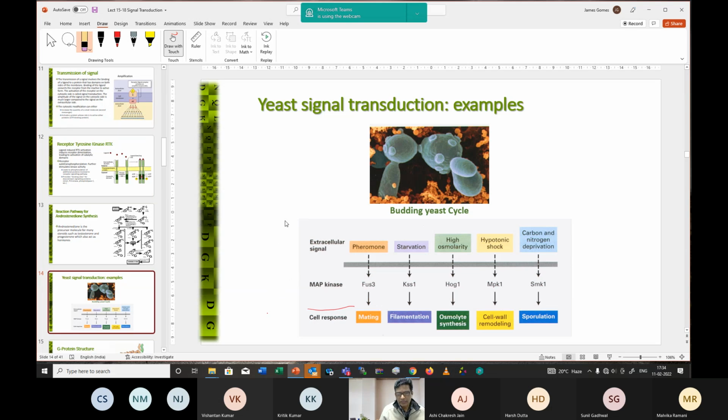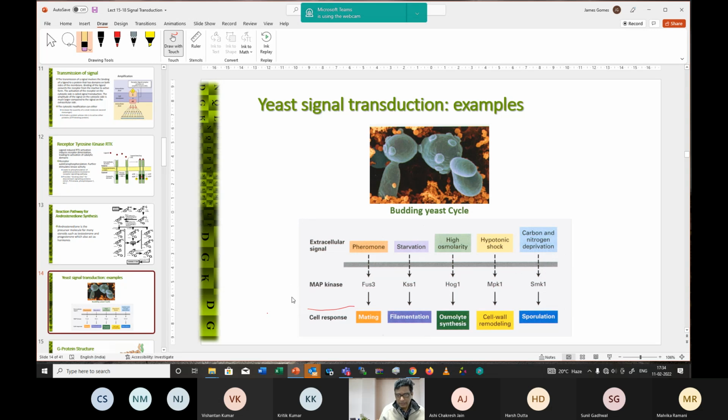Now what we're doing is generalizing that, and you see that over a range of these signals, there are pheromones, starvation signals, high osmolarity, hypotonic shock, or carbon and nitrogen deprivation. That means there's a reduction in certain compounds in the environment. So all of that is going through one layer.